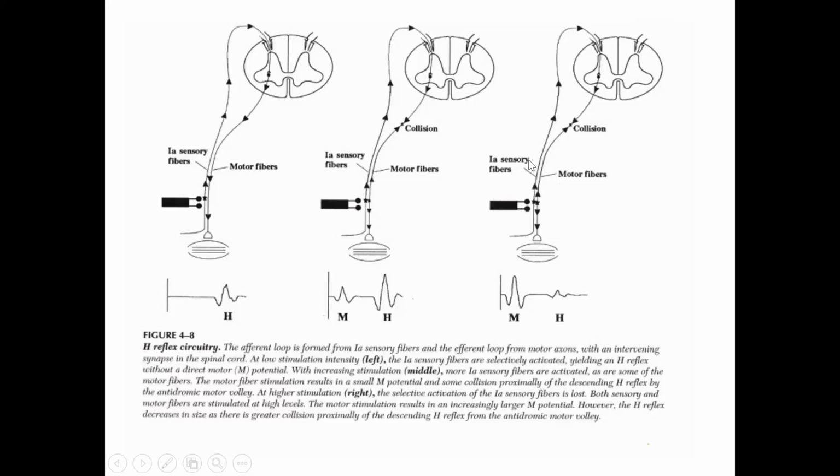The response which is coming back gets collided with the response which is going antidromically from this side. They are clashing, and then there is a decrease in the amplitude of the H response. That is the H reflex circuitry.